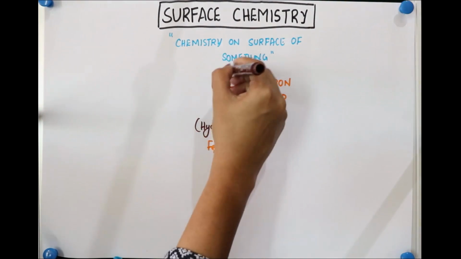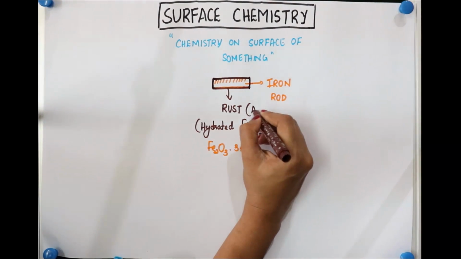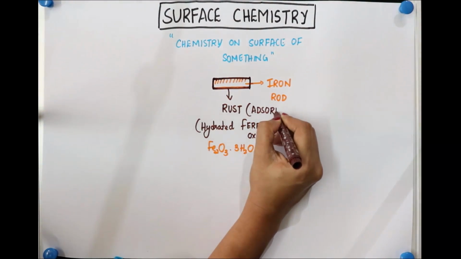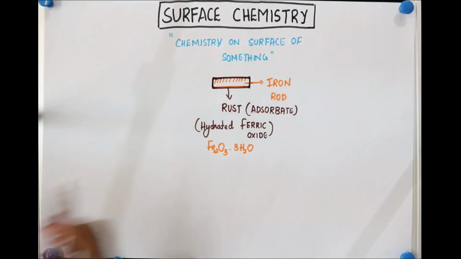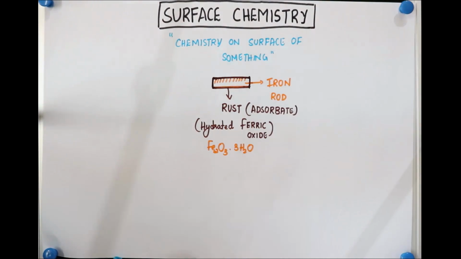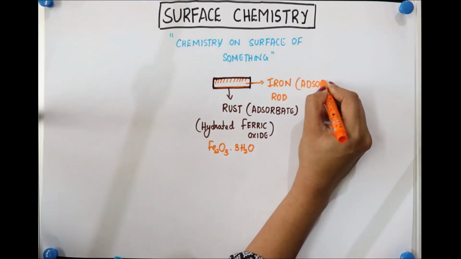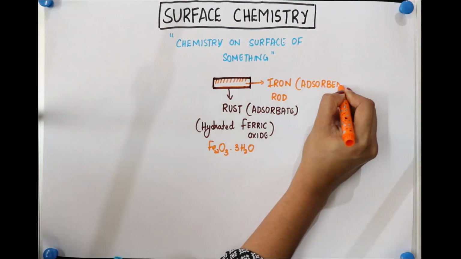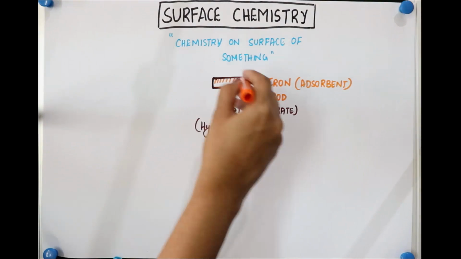In surface chemistry, we have names for rust as well as the iron rod. Some particles sitting on the surface of anything are called adsorbate. And the substance on which the particles sit is called adsorbent. So in this case, rust becomes the adsorbate because it is sitting on the substance, and the iron rod becomes the adsorbent because the rust sits on the iron rod.